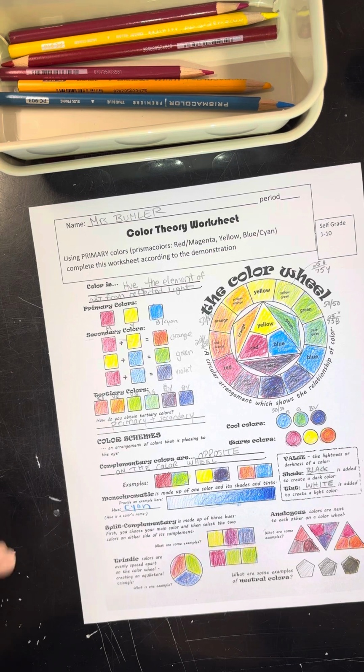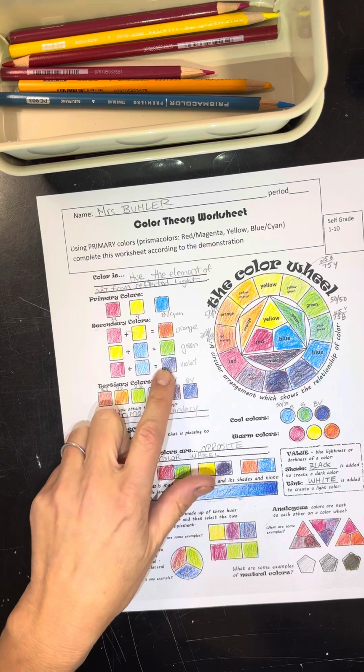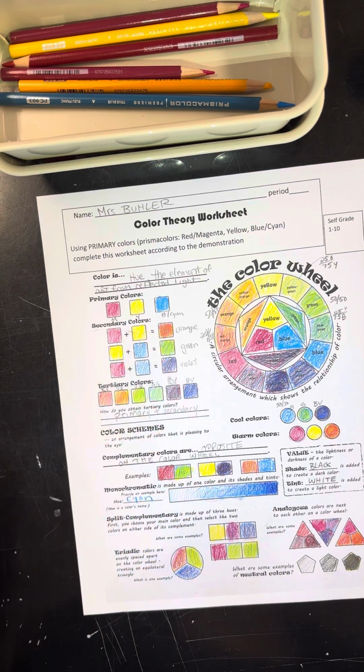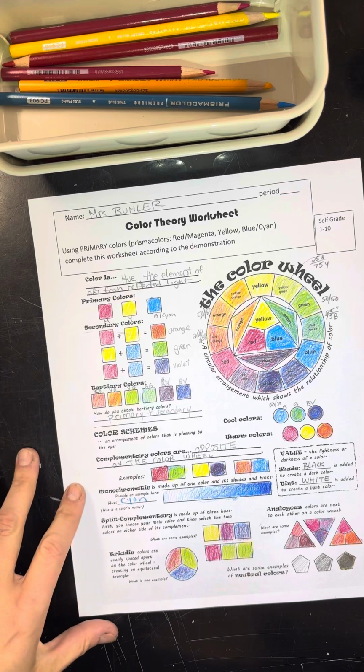You can use red. Typically people will say red, yellow, blue are the primary colors. I prefer magenta and cyan because I get a different violet that I like and a different orange and green that I like. So you're going to fill in this sheet with some vocabulary but also with blending colors.